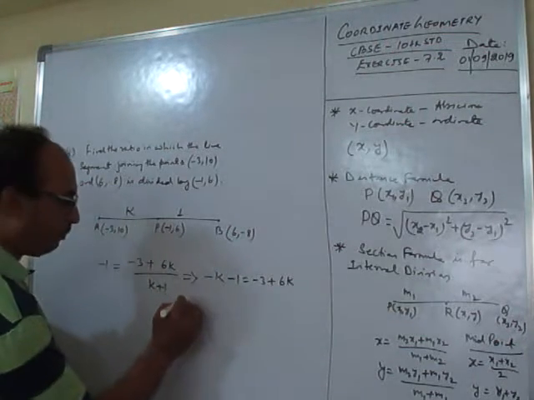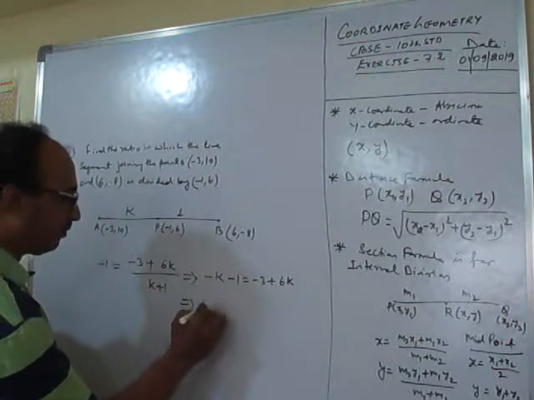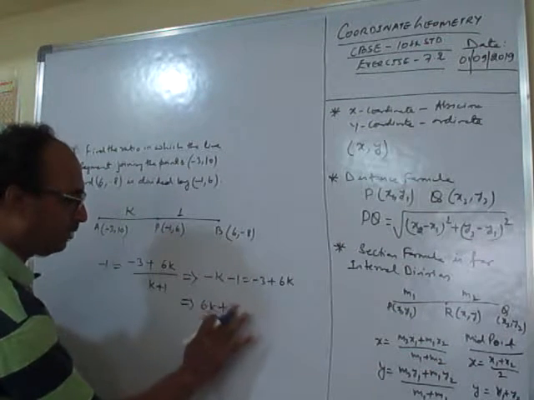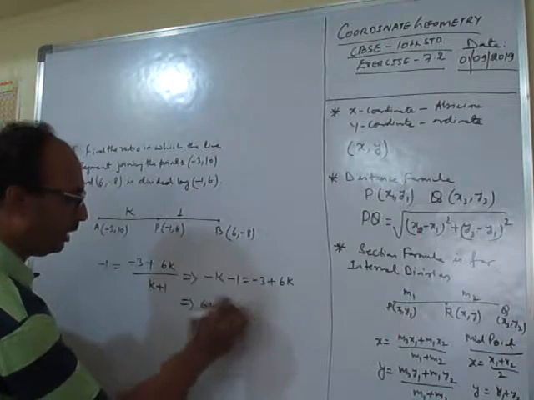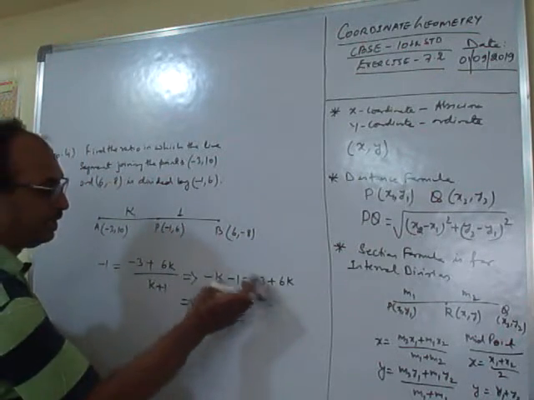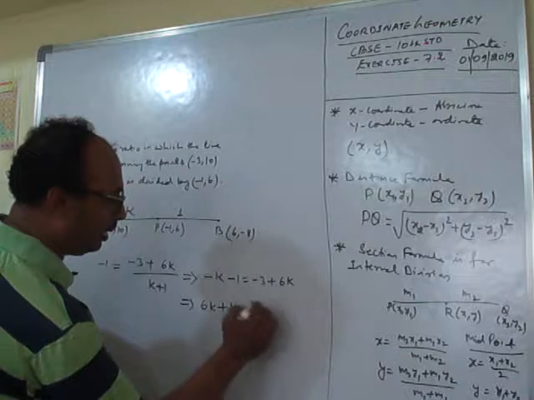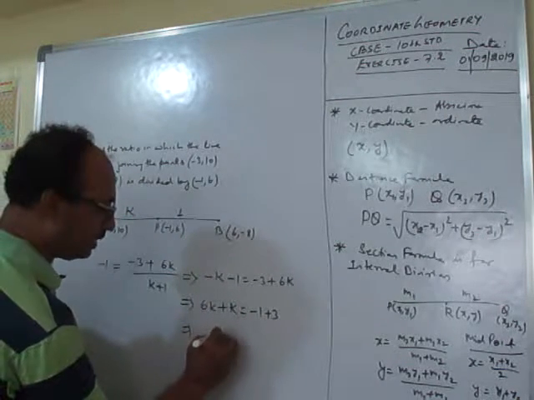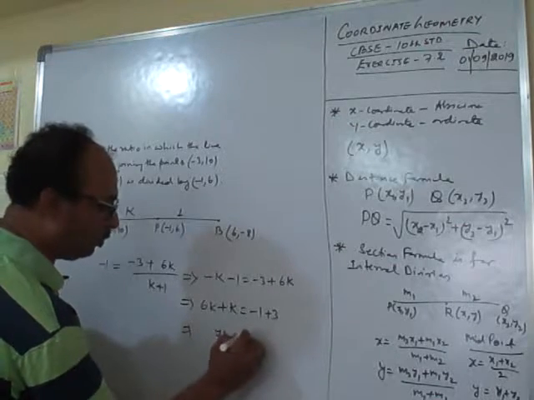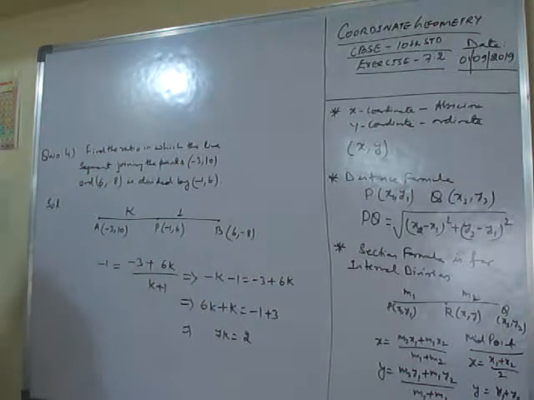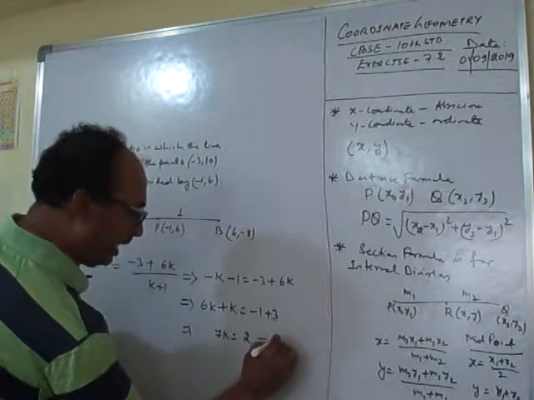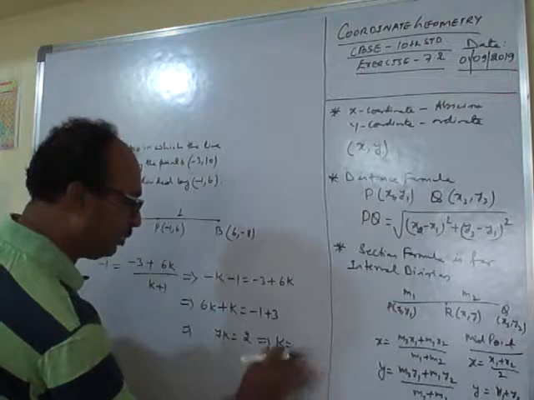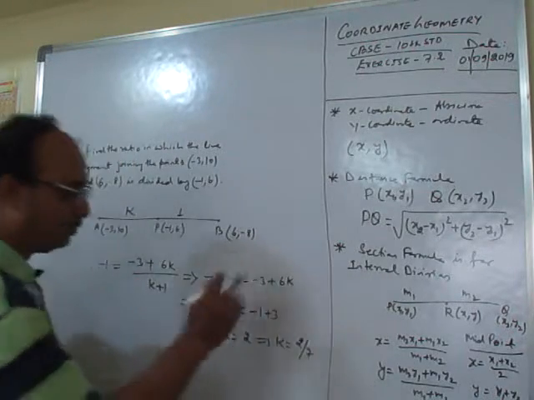Now further, we take this 6k and this k to one side. So 6k plus k is equal to -1, and this 3 we bring to this side, so -1 becomes plus 3. So this is becoming 7k is equal to 2. Then we are getting k is equal to 2 by 7.